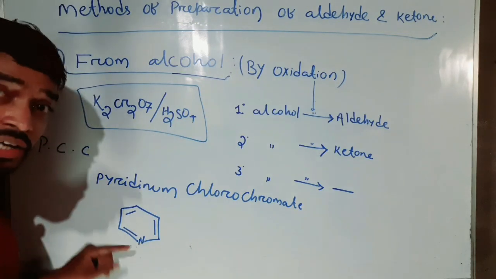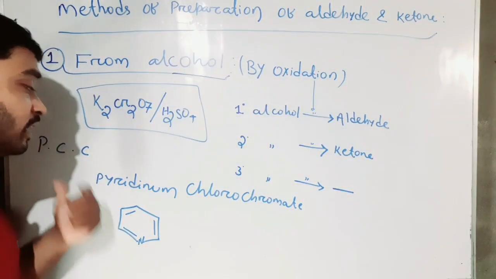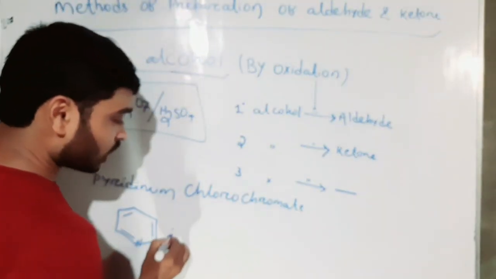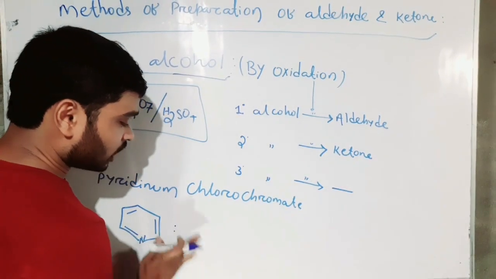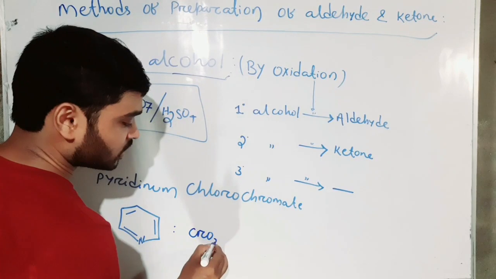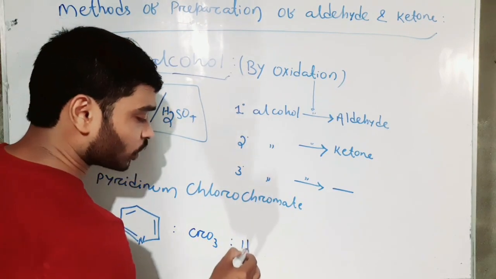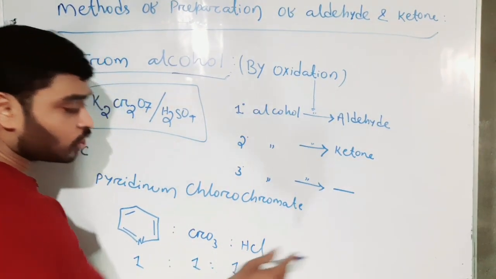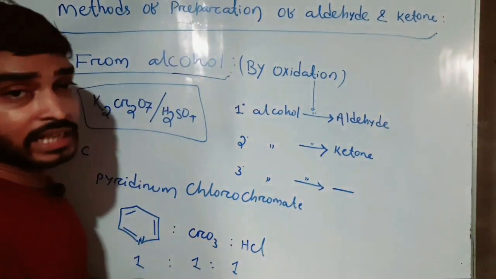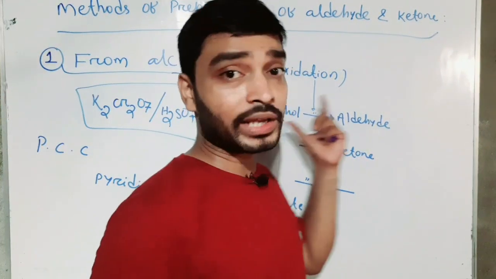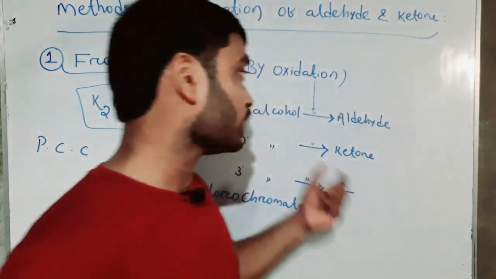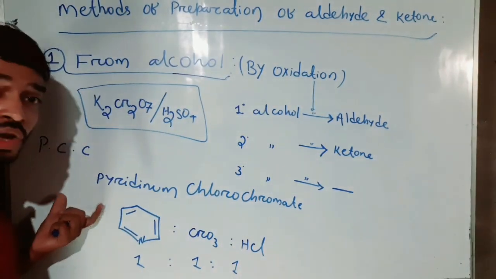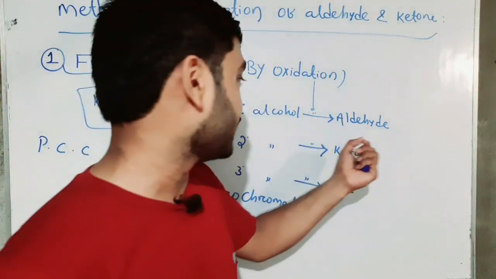by a nitrogen atom, and the resulting compound is called pyridine, and in pyridinium a positive charge is present. Pyridinium chlorochromate means chromium oxide, that is CrO3, and hydrochloric acid are present in a 1:1:1 ratio, which act together as an oxidizing agent. That means it helps the primary alcohol to directly get oxidized to aldehyde without going on to oxidation into carboxylic acid. This is the main reagent used for the direct conversion of alcohol to aldehyde.